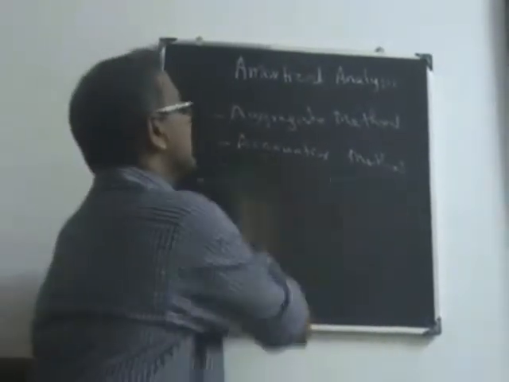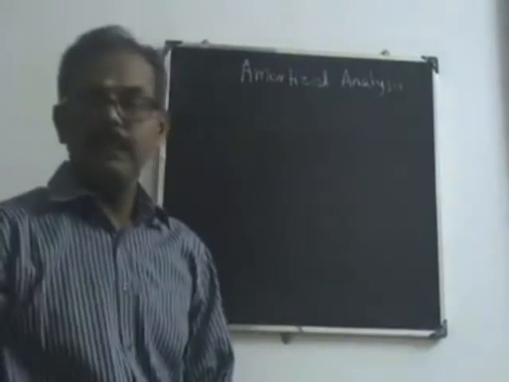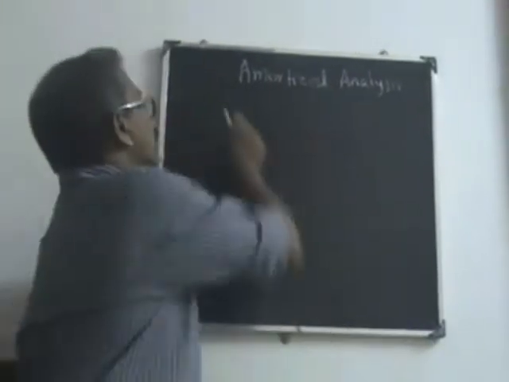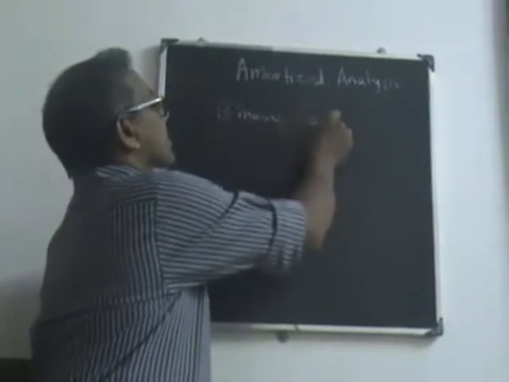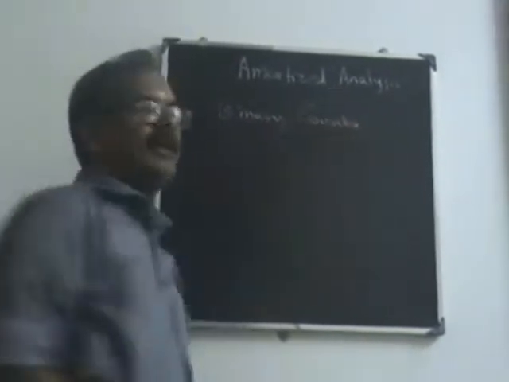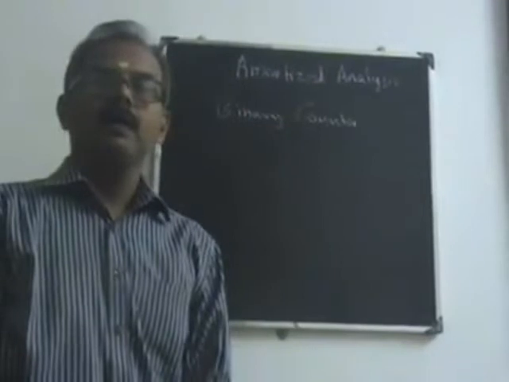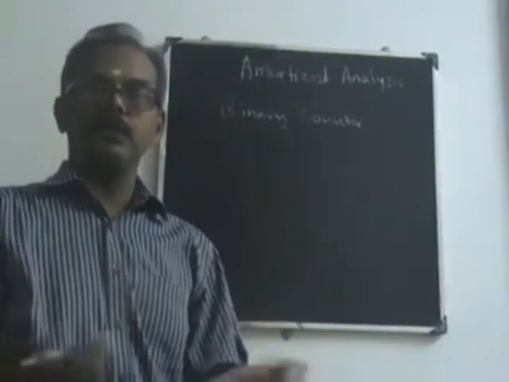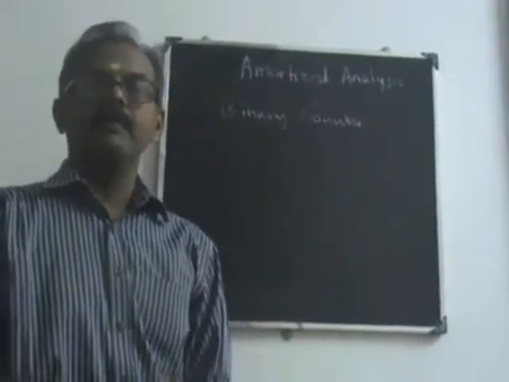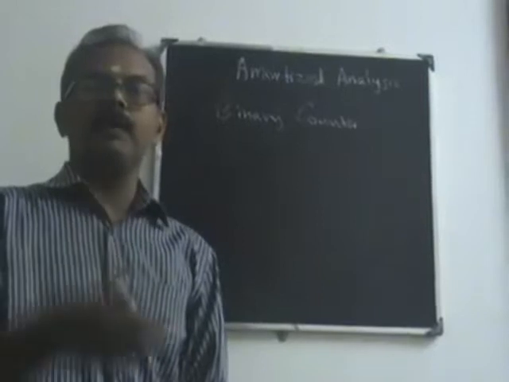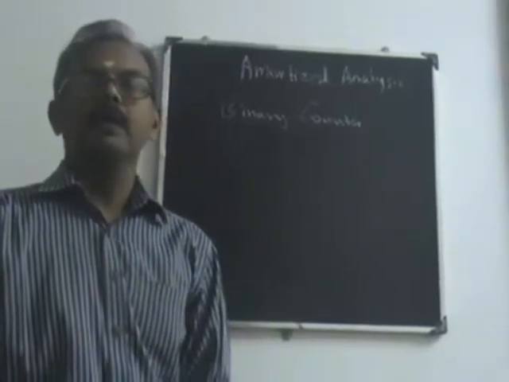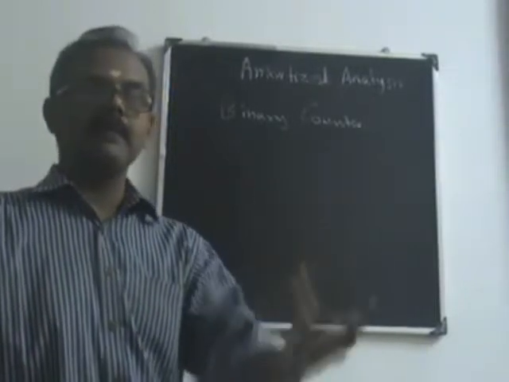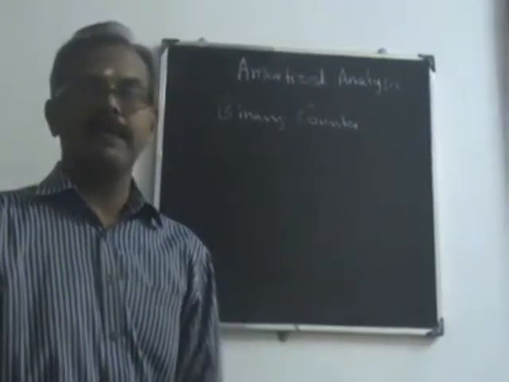For that, we take a binary counter. There it is starting with zeros. Every time it increments by 1. So 0, 1, 2, 3 like that. But the representation is in binary form. So we call this a binary counter.